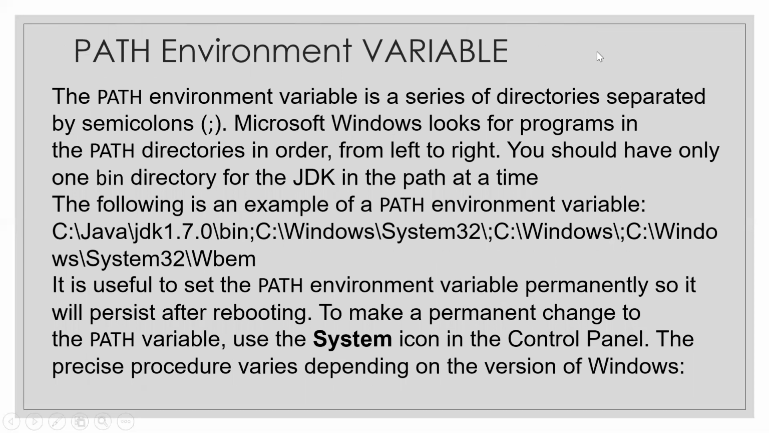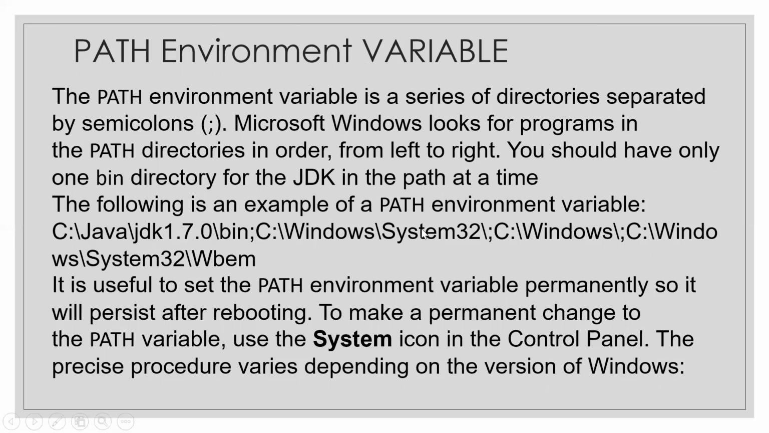The path environment variable is a series of directories separated by semicolons. Microsoft Windows looks for programs in the path directories in order from left to right. When we start our system, the Microsoft Windows resident portion will be executed, and it will check the environment variables already set in the operating system, from left to right. You should have only one bin directory for the JDK in the path at a time.